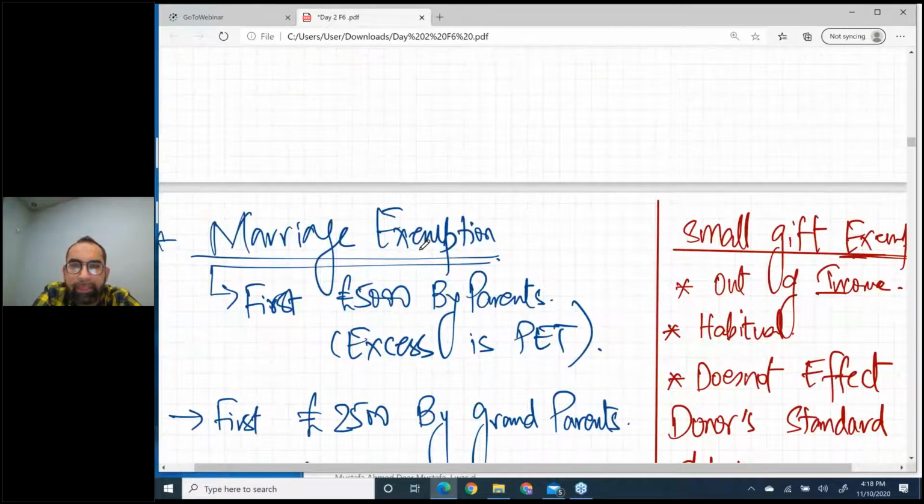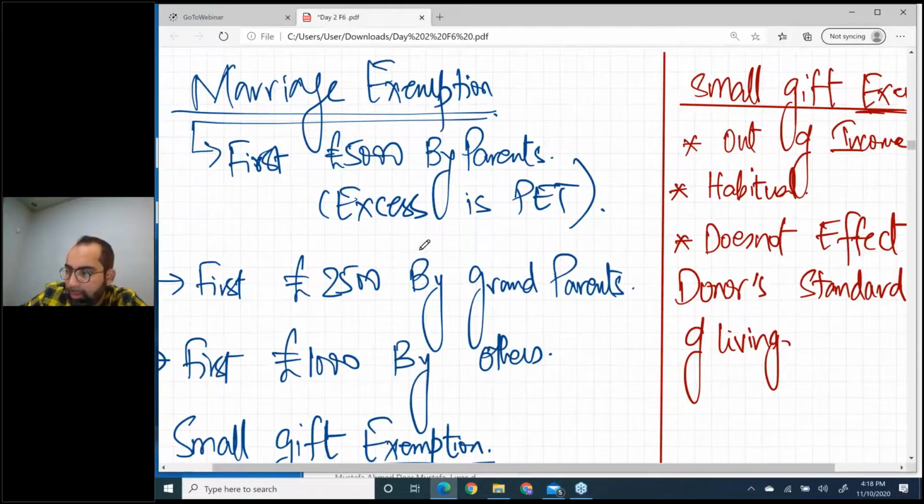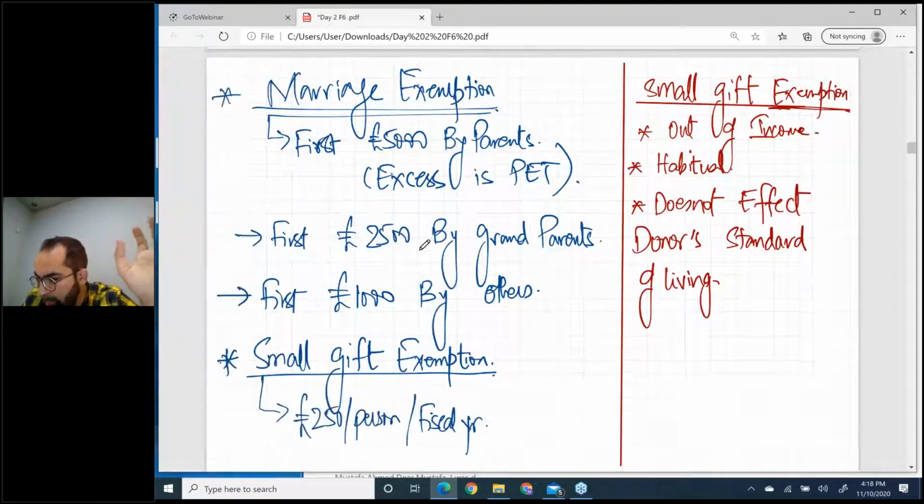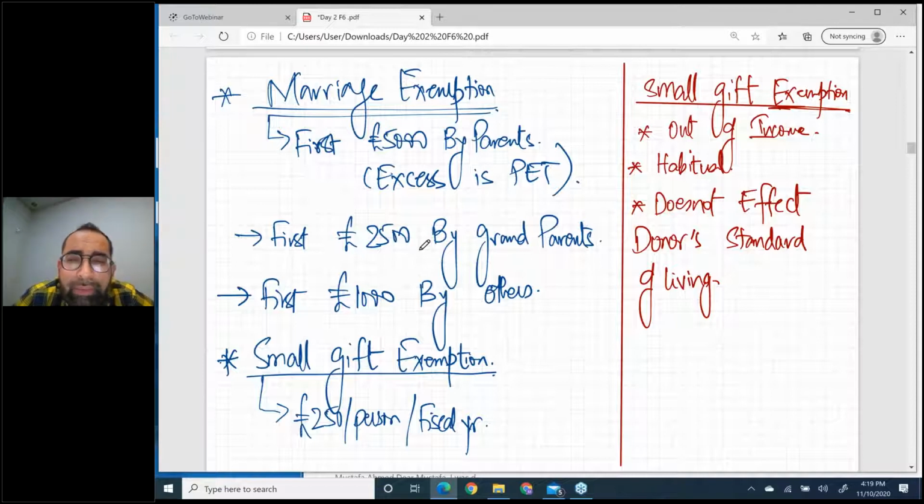Now there are some more exemptions. This is what we call marriage exemption. Obviously, the UK government also recognizes that not all wealth transfer is taxable for IHT, because there are some events like marriage. Parents normally give gifts of their own wish to their sons and daughters, right? That's a time of happiness, so the law is relaxed here. What is marriage exemption?